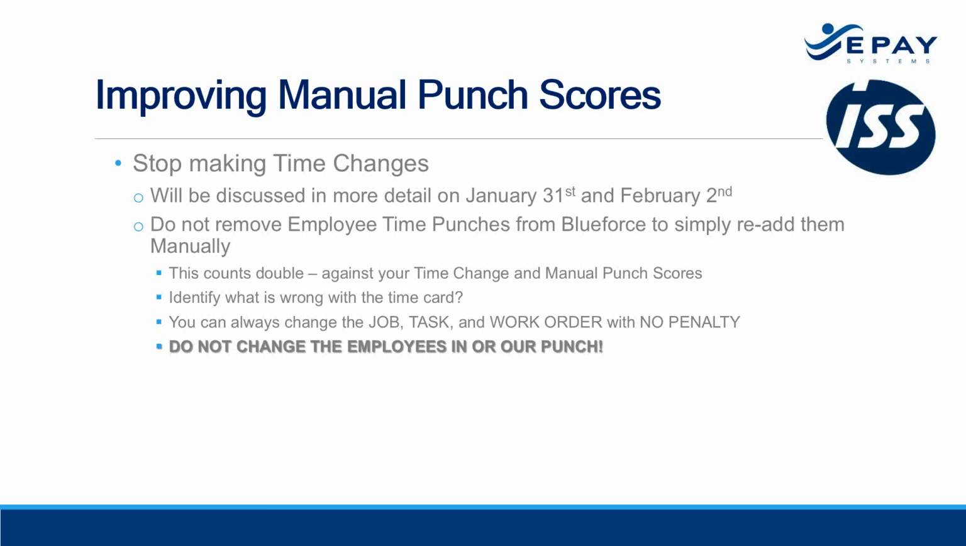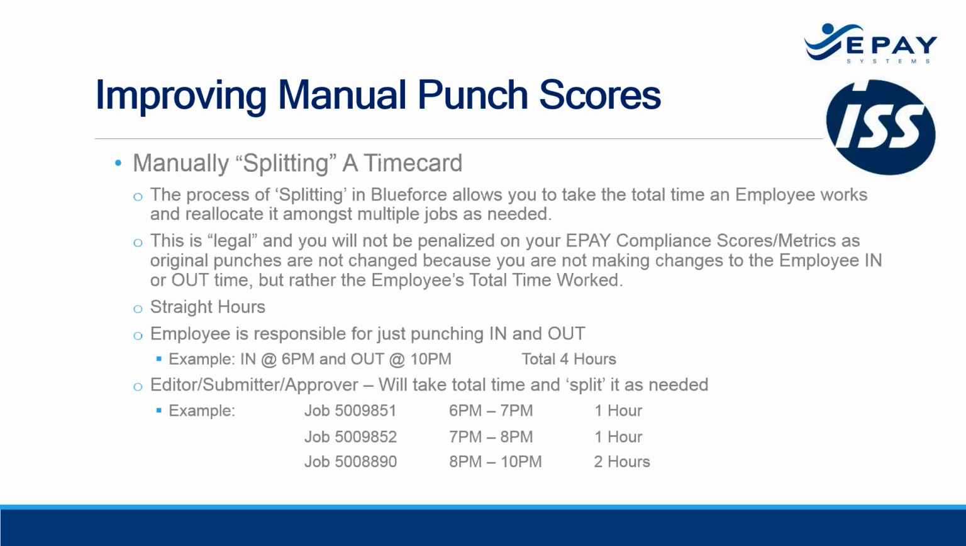We want you to code the task correctly. We want you to show that there's a work order so our budgeting comes out correct. It is important that those get accurately entered in the system on the time record. However, do not mess with the in or out punch for the employee. More on that next week on the time change. We'll talk a little bit more here today, but more so for next week. But like I said, do not change the employee's in or out punch.